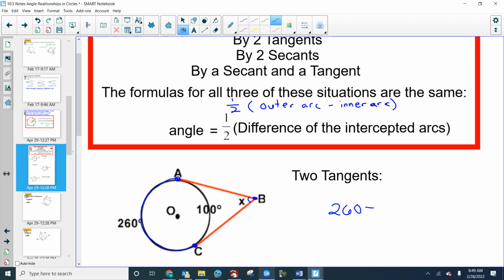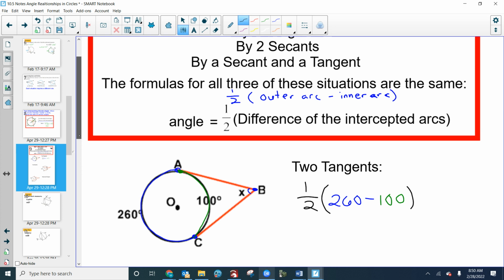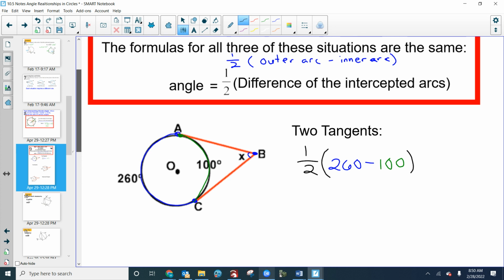Subtract. I'll do the inner arc in green. What's the inner arc? 100. And we're told to take half the difference. Half the difference. Well, 260 minus 100 is 160. Half of 160 is 60. Careful. 80, right?